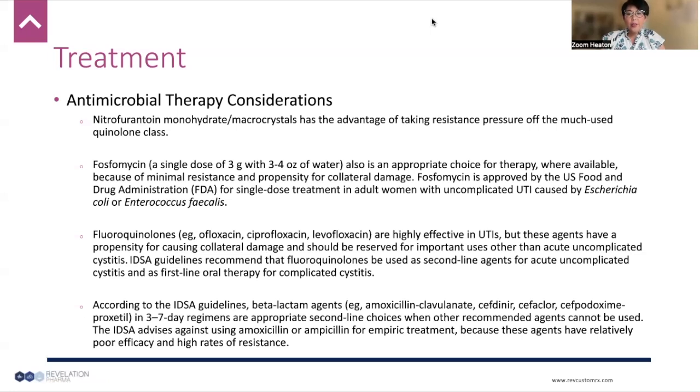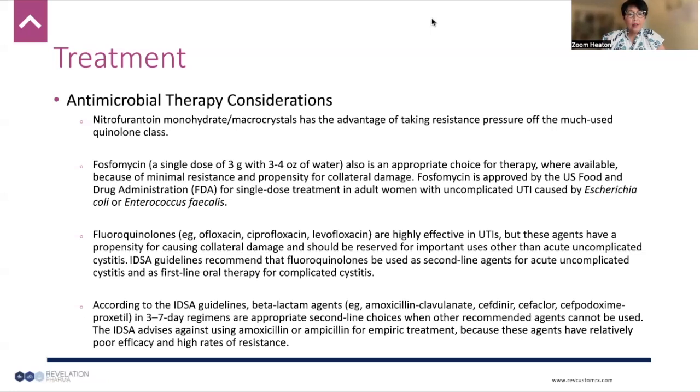Fluoroquinolones are highly effective in UTIs, but of course these agents have a propensity for causing collateral damage and should be reserved for important uses other than acute uncomplicated cystitis. IDSA guidelines recommend that fluoroquinolones be used as second-line agents for acute uncomplicated cystitis and as first-line oral therapy for complicated cystitis. According to IDSA guidelines, beta-lactam agents like Augmentin, which is the amoxicillin clavulanate combo, cefdinir, cefaclor, cefpodoxime proxetil, in 3 to 7 day regimens are appropriate second-line choices when other recommended agents can't be used.